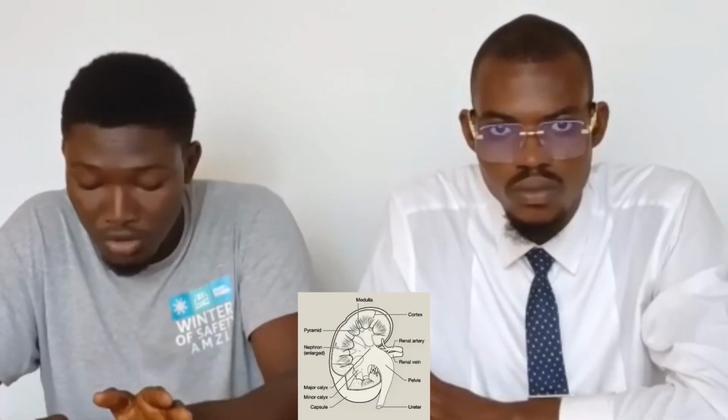If you look at the diagram of the kidney, you see a funnel shaped structure that collects urine from the renal calyces, down to the renal tube. It leads to the ureter. It's called the renal pelvis.